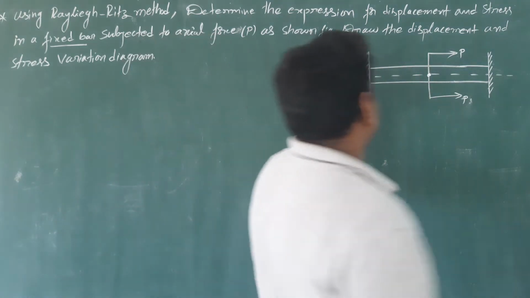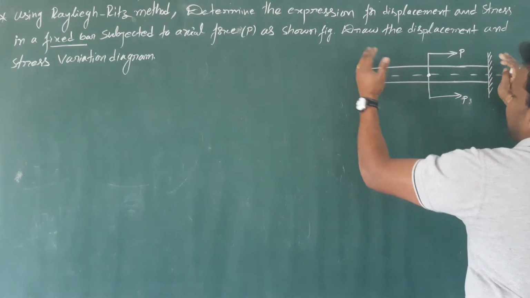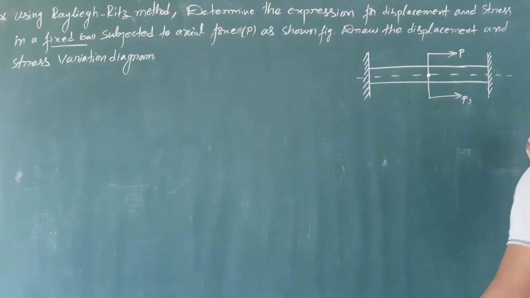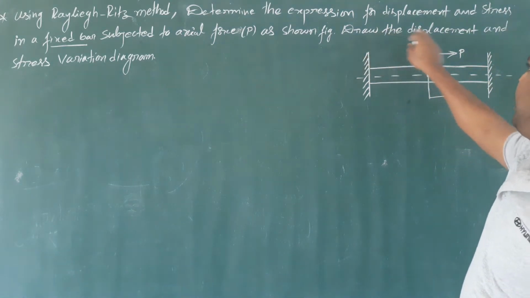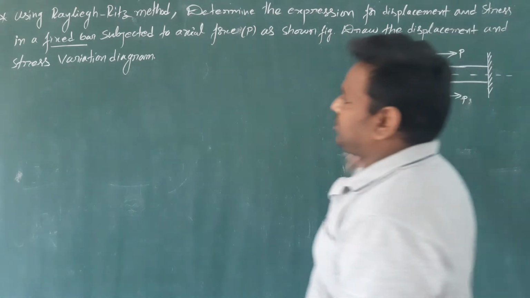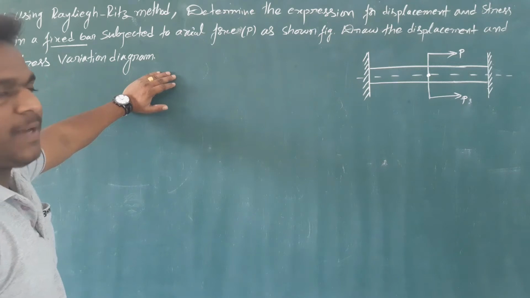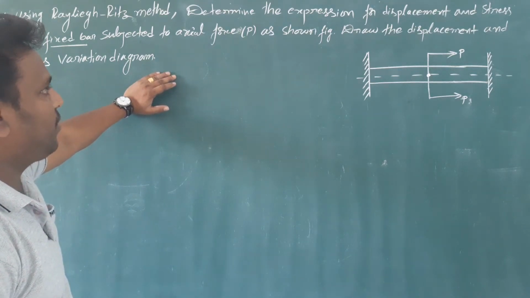Okay, this is the fixed bar. Here fixed and here also fixed. Some load is acting axially. And we are also asked to draw the displacement and stress variation diagram.